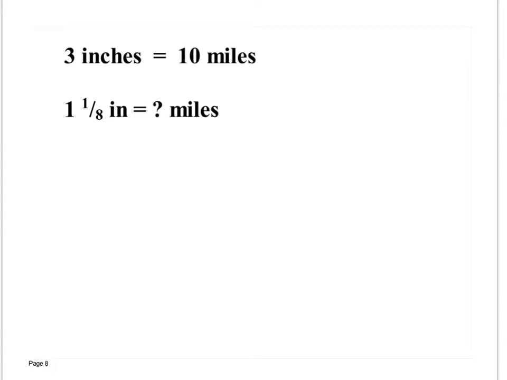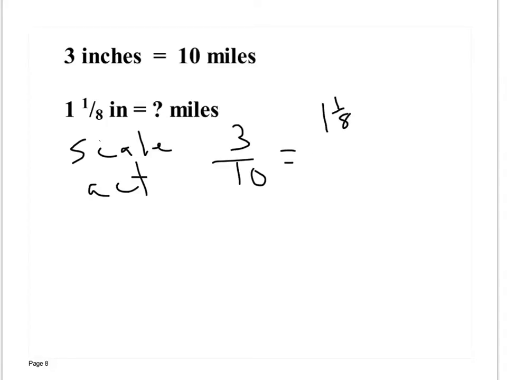Okay, so what we can do is set up a proportion. Let's do our scale on top and our actual on bottom. My scale is 3, my actual is 10. My scale is 1 1/8. My actual, I don't know, right? That's my x. Any questions so far? So we just set up and then we cross multiply.